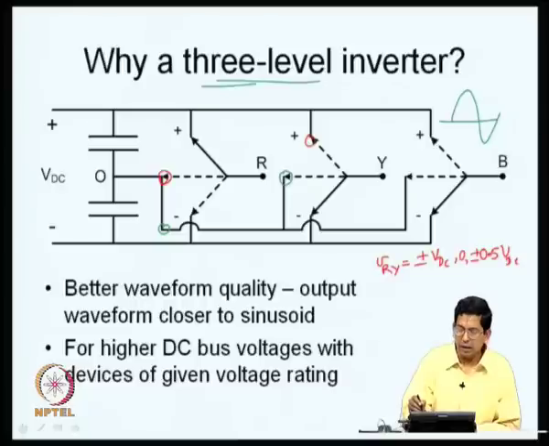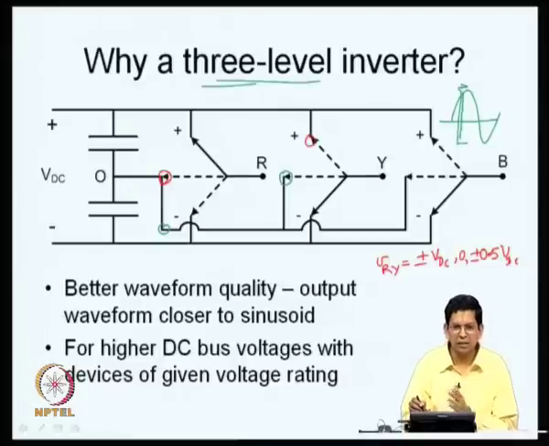So, let us say at some instant this is the sine that you want, but what you apply is plus VDC. Let us say this plus VDC is here. And if you do not have plus VDC, the next level is minus VDC. You may be switching from here all the way down to minus VDC. We will do all this clearly in a later lecture. This will be minus VDC.